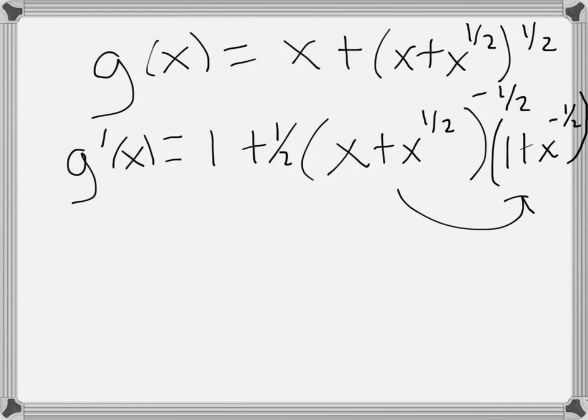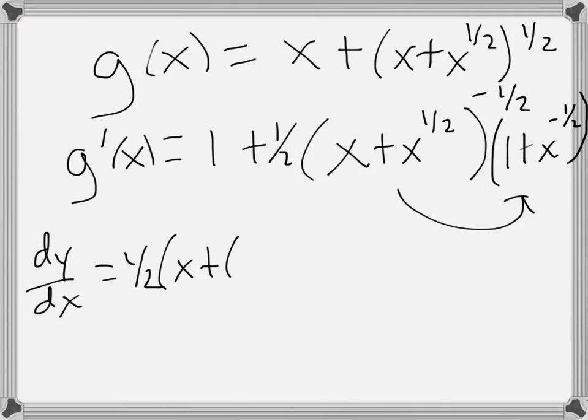And so now that's all. This whole thing needs to be multiplied by what I had in the previous slide. And so I don't really need to simplify this. Maybe I can, but I'm not going to worry about it. So my final answer is going to be what I had before, which was this 1/2 times this whole quantity x plus x to the 1/2 all to the 1/2, and then this whole thing is to the minus 1/2.